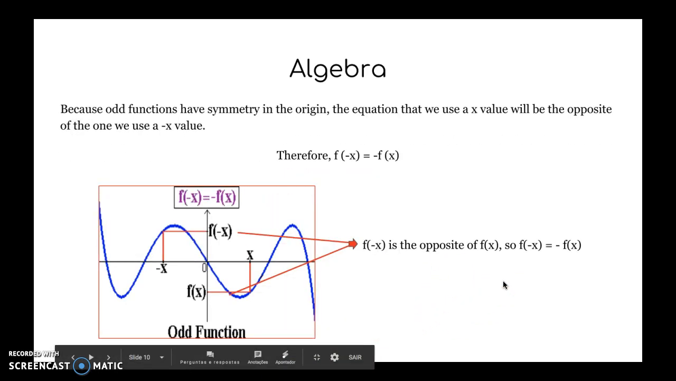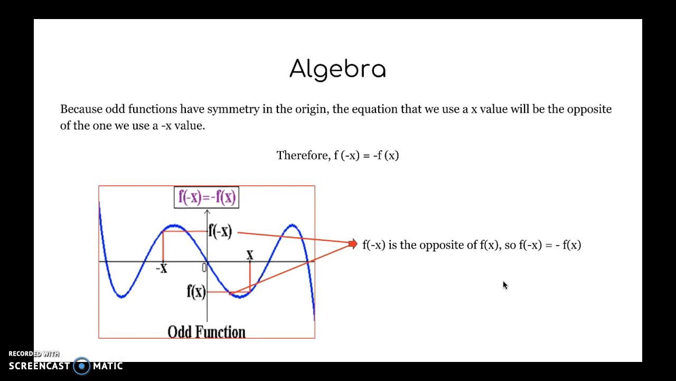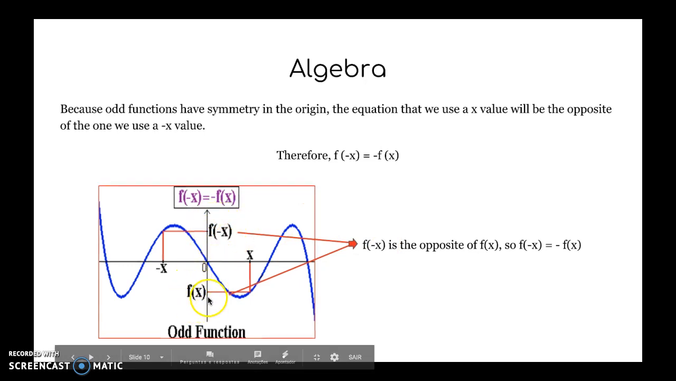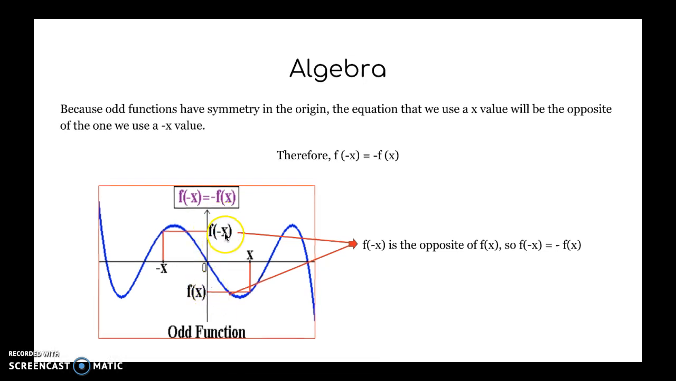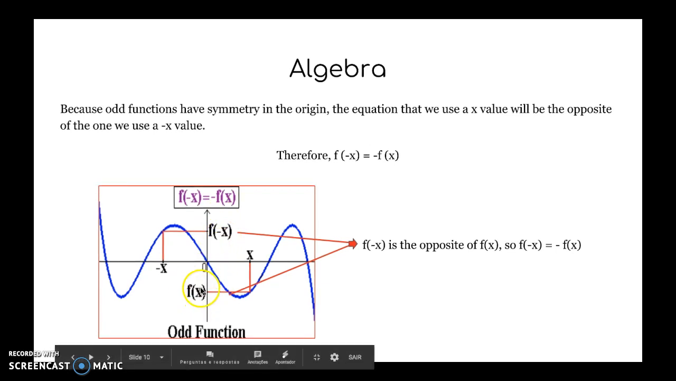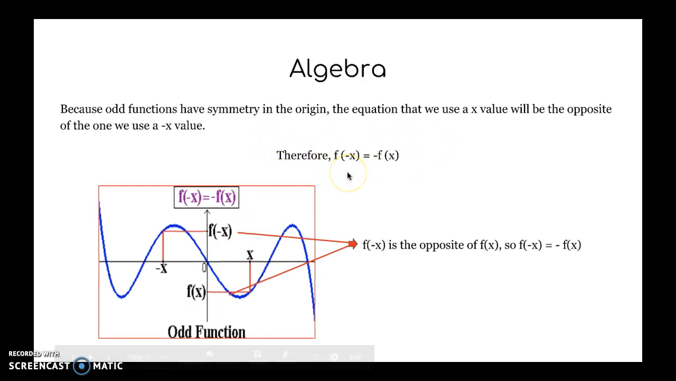Algebra. Because odd functions have symmetry in the origin, the equation that we use with an x value will be the opposite of the one we use with a negative x value. So here we see that f of negative x is different from f of x. They have the same numbers, but the signs are opposite. So f of negative x won't be the same as f of x. It will be the opposite of f of x. So all odd functions will have to meet this requirement: f of negative x will have to be the same as negative f of x.